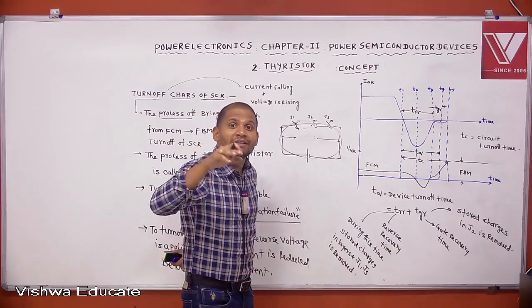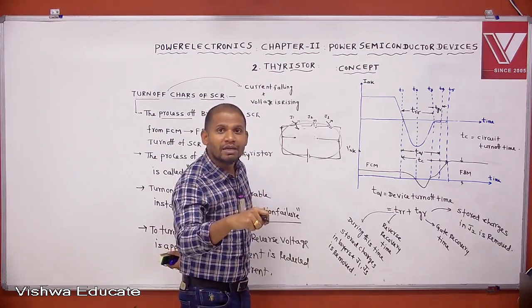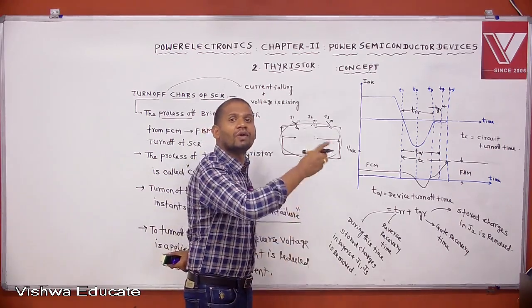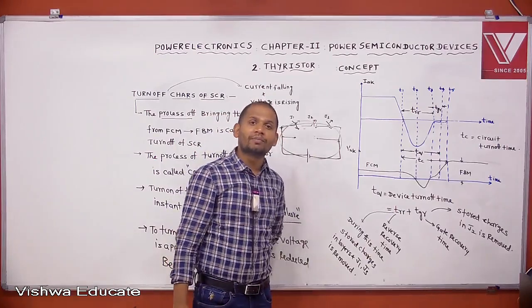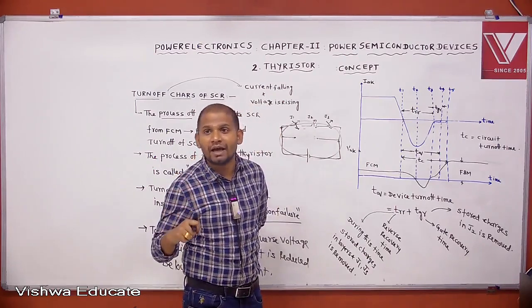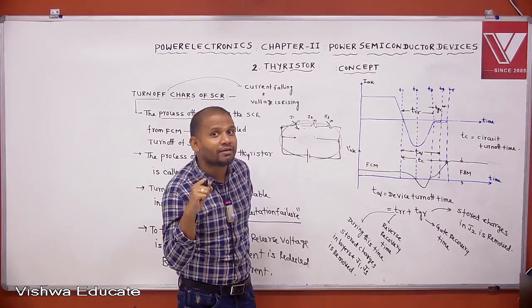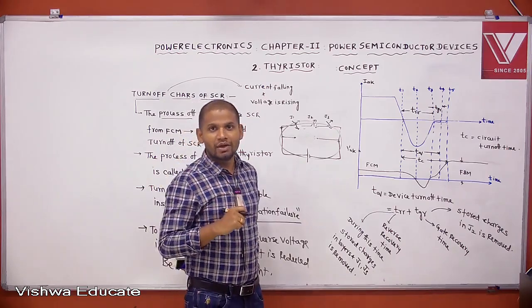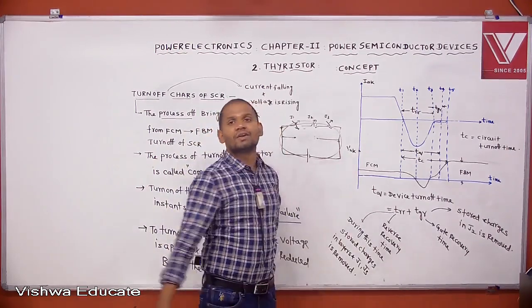Then to eliminate that problem, we can apply the reverse voltage for some extra time. That time is nothing but the circuit turn off time. Why are we applying some extra time voltage across the SCR? For reliable turn off, to eliminate the commutation failure. That's why we are defining the circuit turn off time.